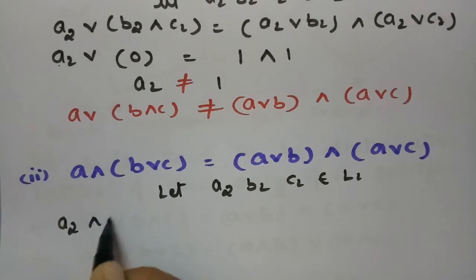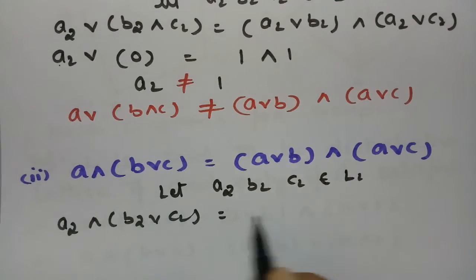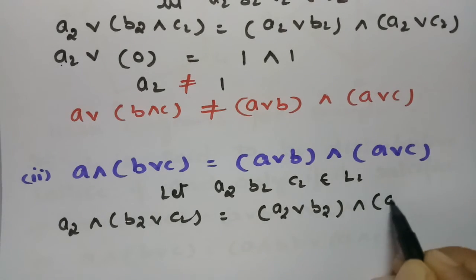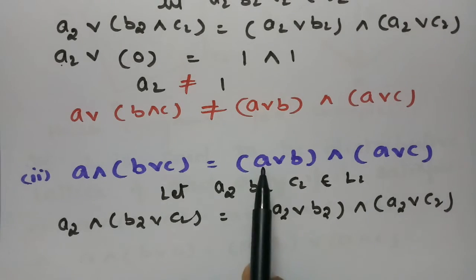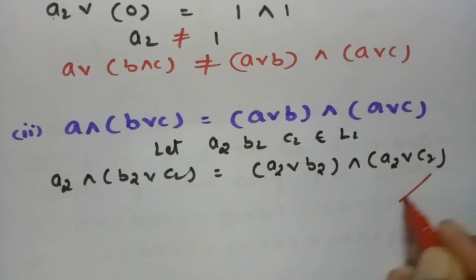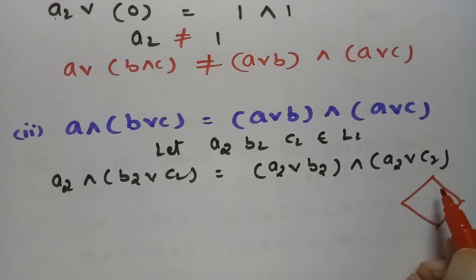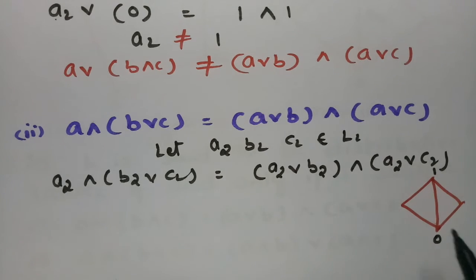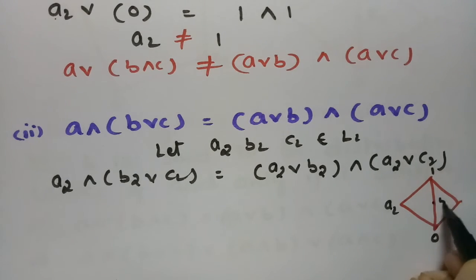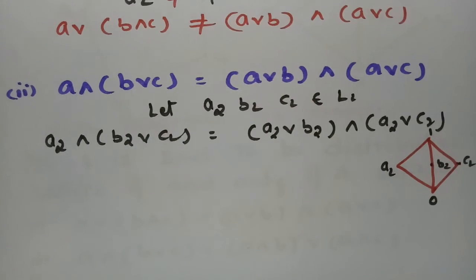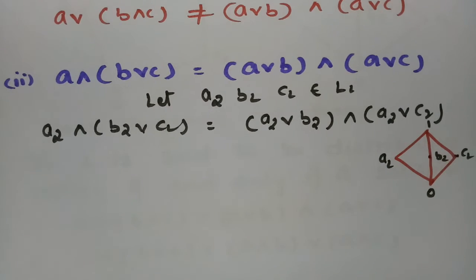So this is A2 meet (B2 join C2) is equal to (A2 meet B2) join (A2 meet C2). So in place of A, I wrote A2, in place of B as B2 and in place of C as C2. And here is the Hasse diagram. So according to this, we have the greatest element 1, the least element 0, this is A2, this is B2 and this is C2. So we have to verify this one. So for verification, see what happens.